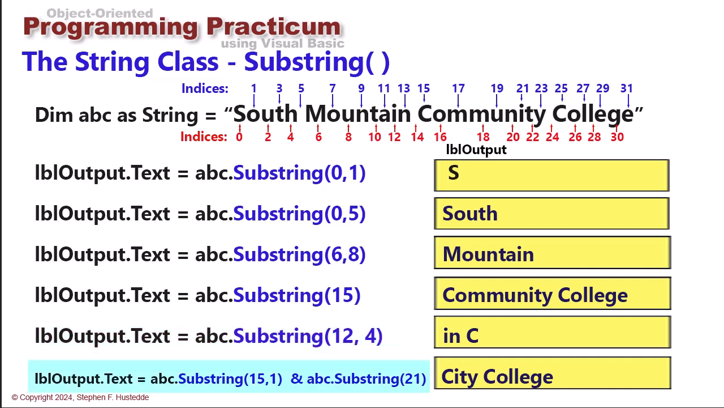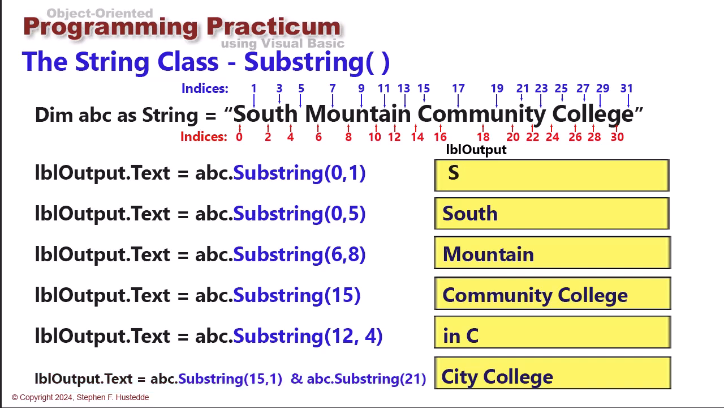And then we can concatenate these as well. So if I take ABC substring, get character 15, and take only one character, that's going to be the uppercase C of community. And then go to character 21, that's the I of community, and read to the end, ITY college, put those together as a concatenation, and we get city college.